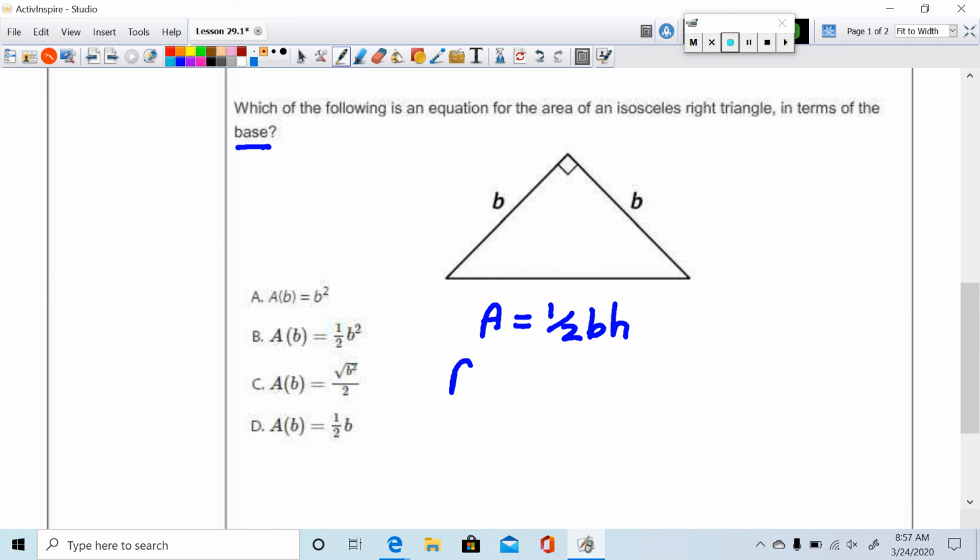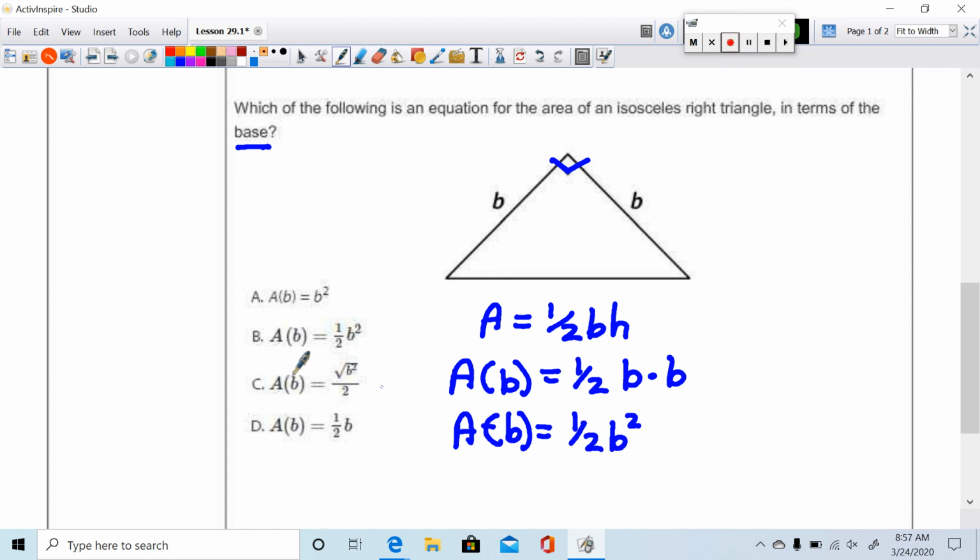So this time we're going to do the function A of b, for base, equals 1/2. Now when you're talking about the area of the triangle, look for the box if it's a right angle, because that is pointing to the two sides that you're going to use for your base and your height. So as you can see, they flipped this thing over. So I'm just going to do b times b, which, I'm sorry, function notation. b times b is b squared. So that gives me 1/2 b squared. So that would be the answer there.